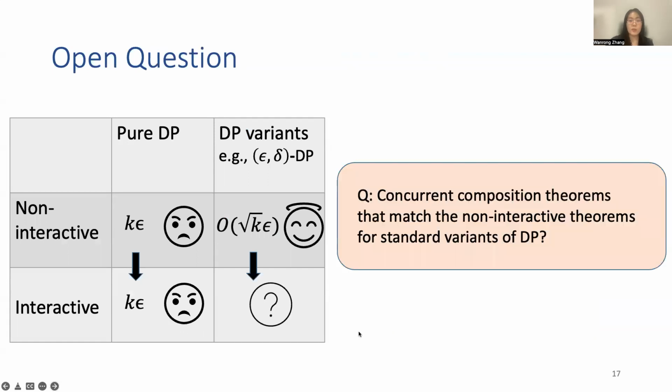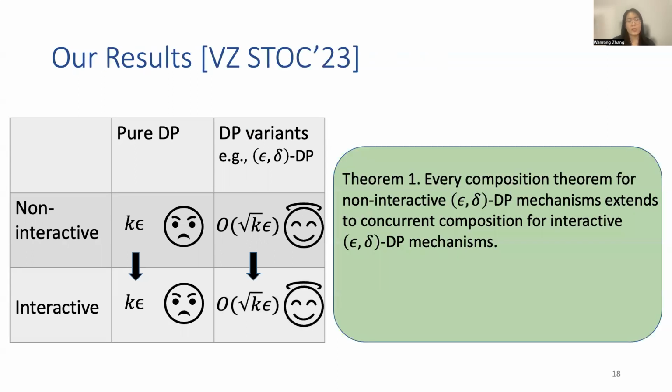So it left us an open question: can every composition theorem for non-interactive mechanisms extend to concurrent composition of interactive mechanisms for standard variants of DP? In our work, we answer this question by showing that any composition theorem for non-interactive epsilon-delta DP mechanisms extends to concurrent composition for interactive epsilon-delta DP mechanisms, which means we can still get this sublinear rate for interactive mechanisms.